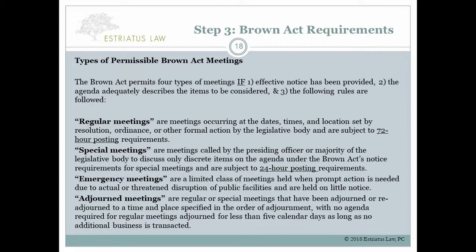For regular meetings, they must be set by formal action of the legislative body. The agenda must be posted 72 hours in advance continuously in a location freely accessible to the public. The public must be able to speak on any matter on the agenda pre-deliberation and on any non-agenda item within the subject matter jurisdiction of the agency. Special meetings are subject to similar requirements as regular meetings, except that they may be called on 24-hour advance notice by the chair or majority of the legislative body.